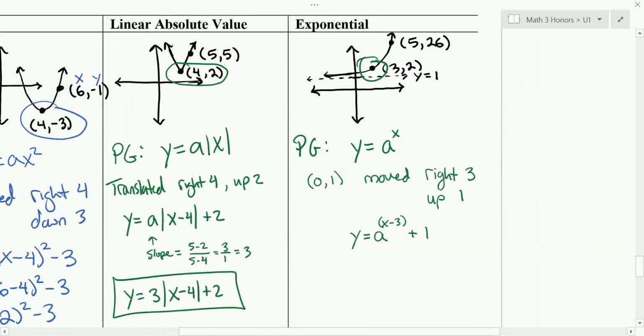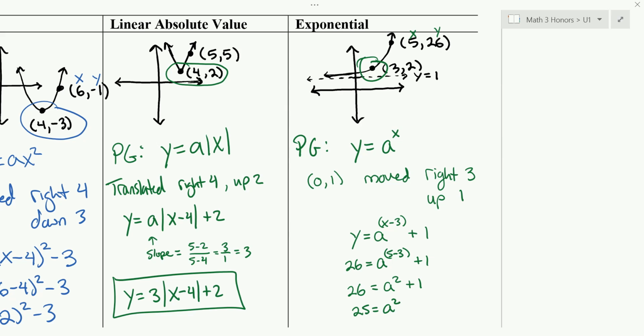Then we use the other information given to us. When x is 5, y is 26. And work through that. Look, 25 is equal to a squared. So what's a? You sure?